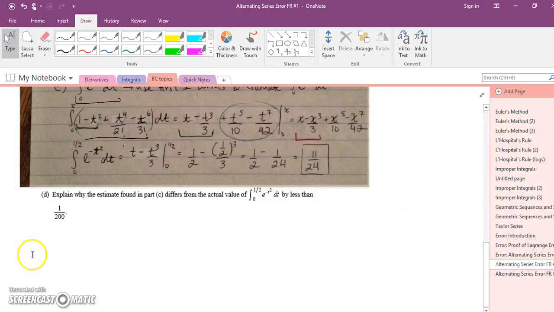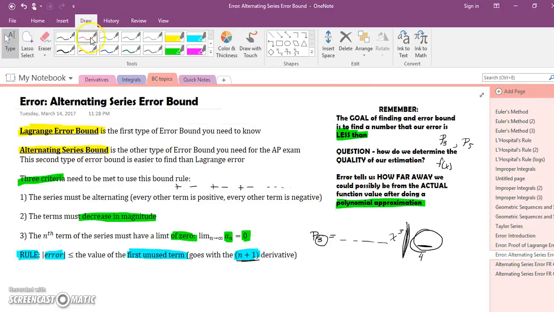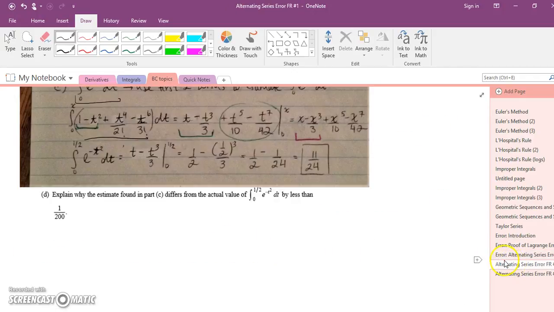Now, the reason I'm going to do this is, remember, in order to use the alternating series error bound, I have to find a rule for a sub n. I need a generator in order to do this. And right now, I just have a bunch of terms. I don't know what the general term is, and I need it. So I'm going to go back to here.